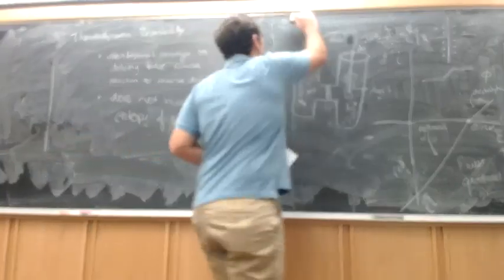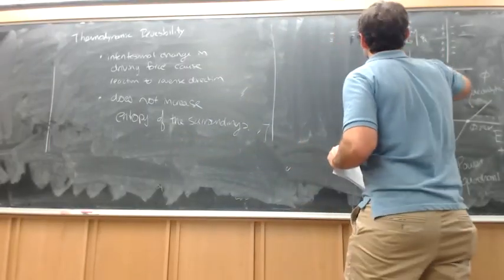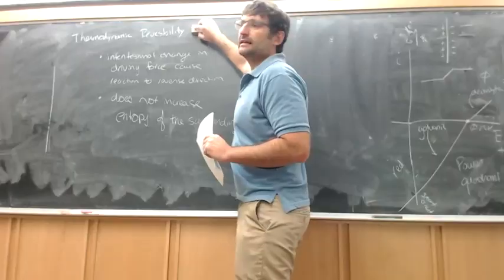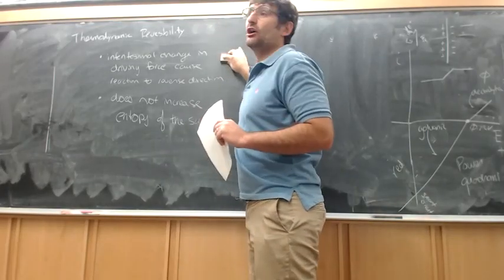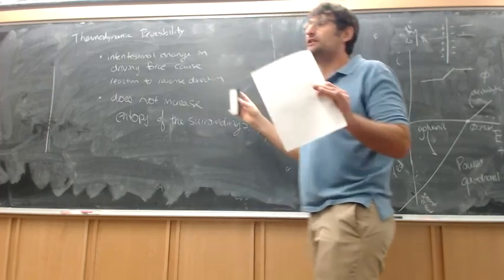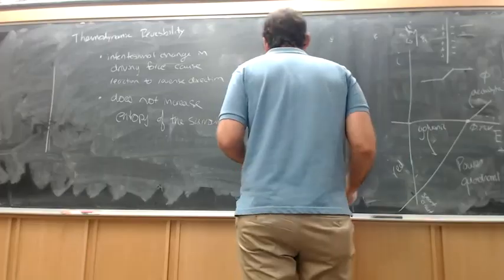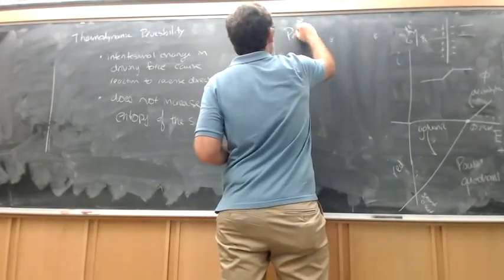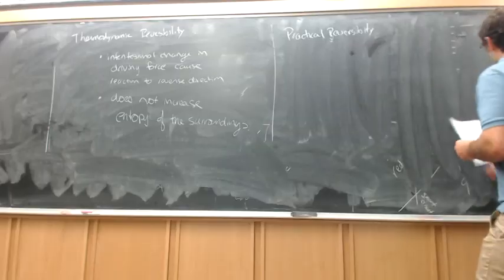Let's define something called practical irreversibility. Now, of course, we can never do things thermodynamically reversibly because that means we go infinitesimally slow, right? So we can never reach that limit, but we can approach it. And we'll call that practical reversibility. So we'll do a thought experiment.